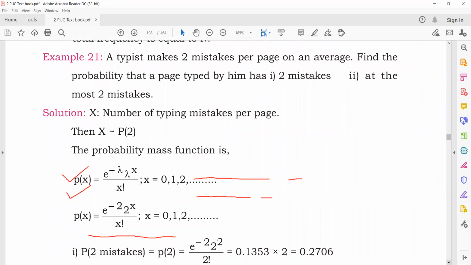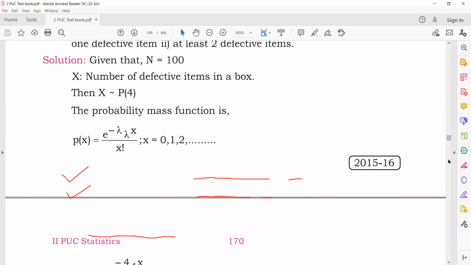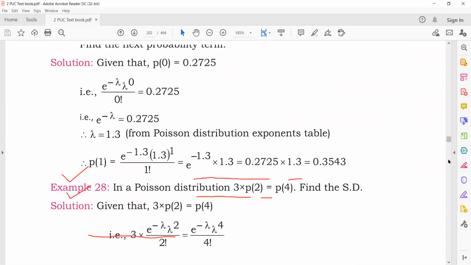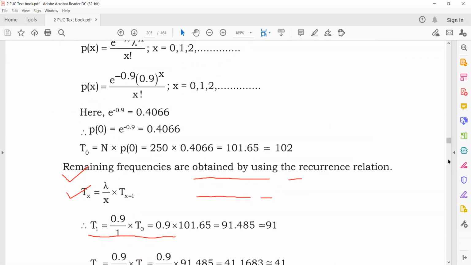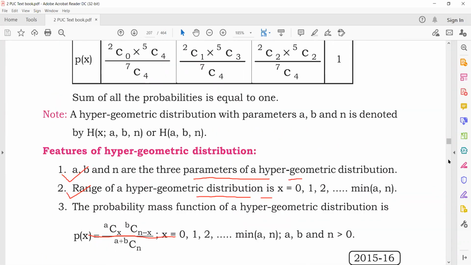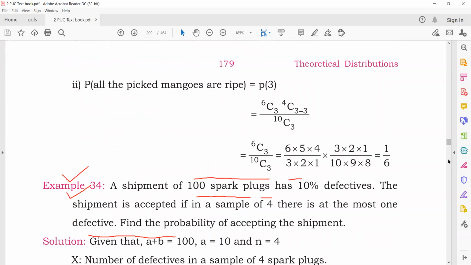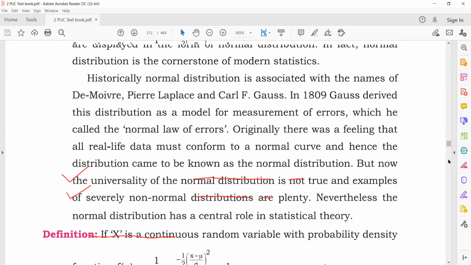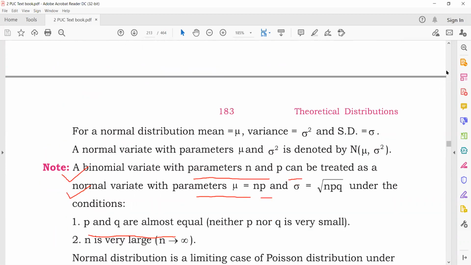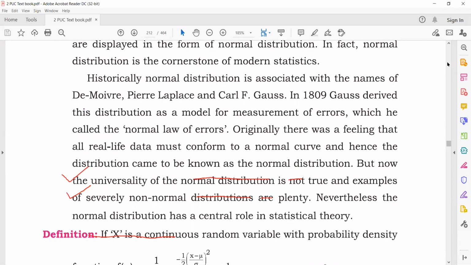So next we'll move into the next distribution, which is normal distribution. There are other distributions in this textbook. You need not worry about those cases. For you, for biostatistics, only binomial, Poisson, and normal distributions are sufficient.